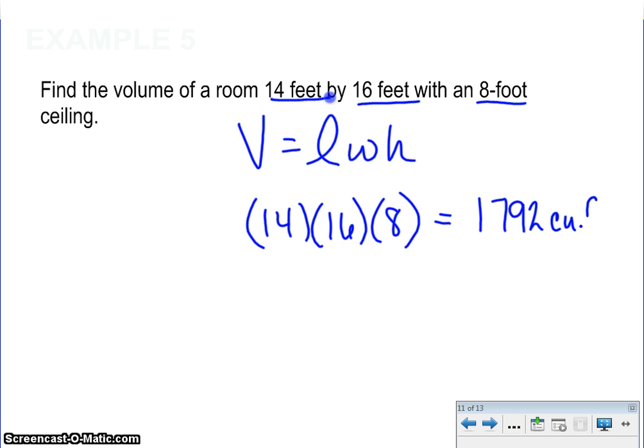1,792 cubic feet. So notice up to now we've just been dealing with feet squared. We're entering into the world of cubics because it's three-dimensional. We have a length, we have a height, and we have a width.